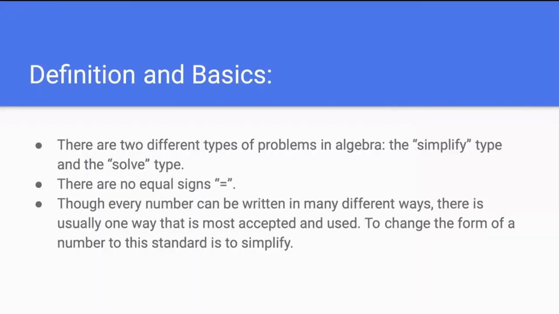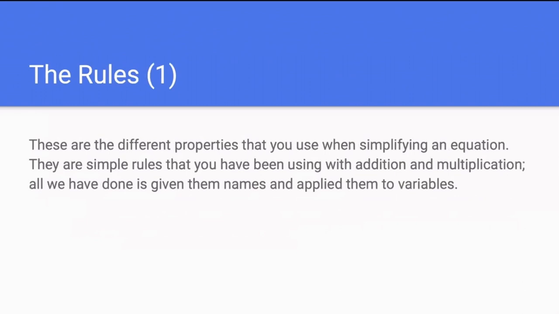Definition and basics. There are two different types of problems in algebra, the simplify type and the solve type. There are no equal signs in the simplify type. Though every number can be written in many different ways, there is usually one way that is most accepted and used. To change the form of a number to this standard is to simplify.